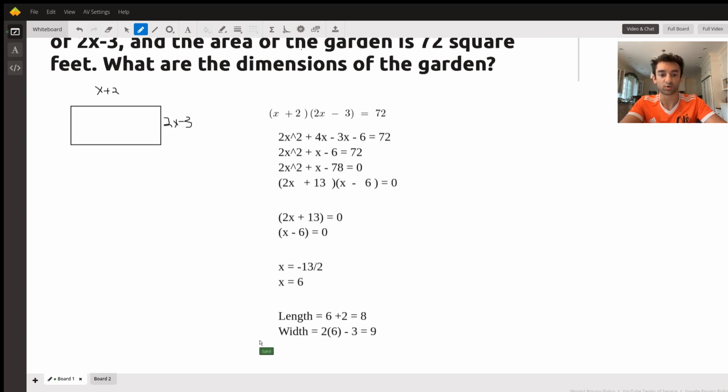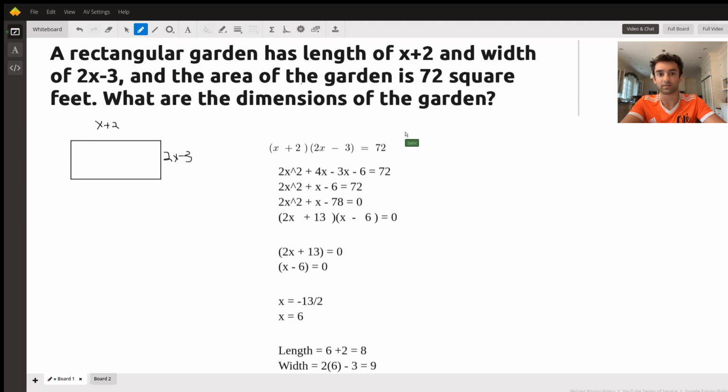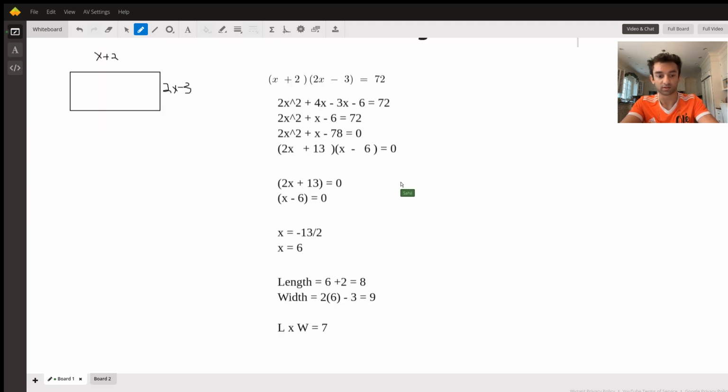And if we want to check once more, we can do length times width should equal our designated area of 72. Length times width equals 72. And we know that 8 times 9 does equal 72.